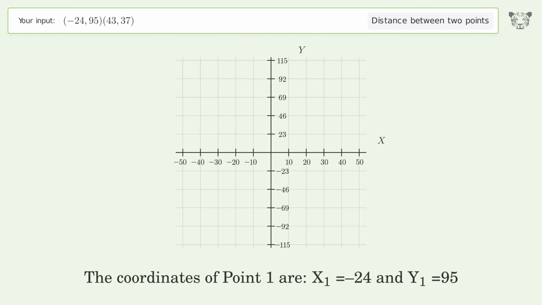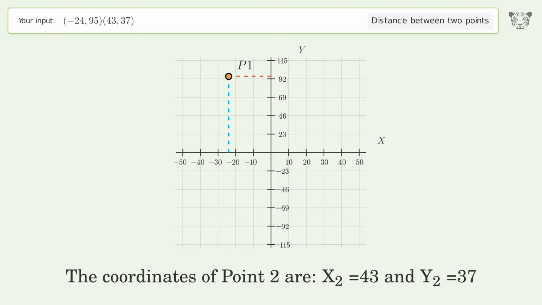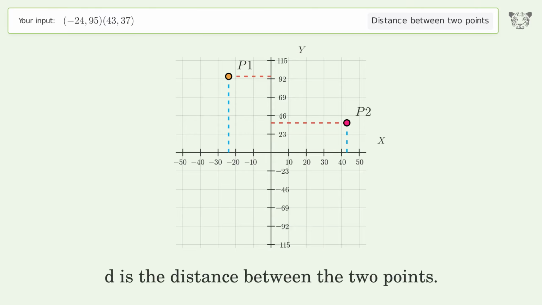The coordinates of point 1 are x1 equals -24 and y1 equals 95. The coordinates of point 2 are x2 equals 43 and y2 equals 37. D is the distance between the 2 points.